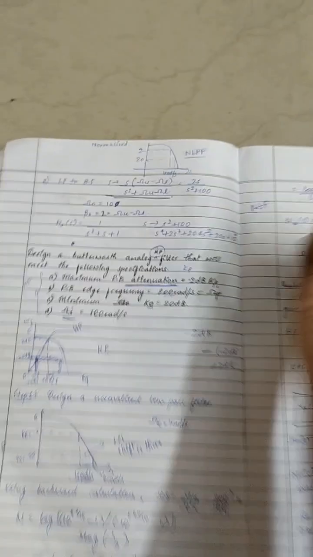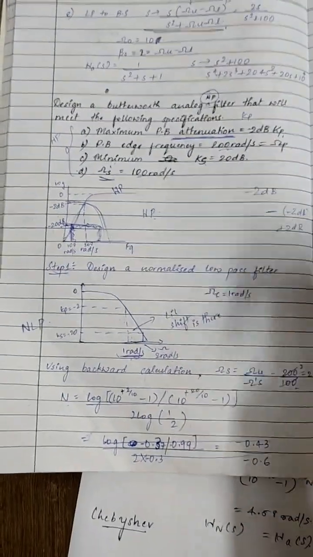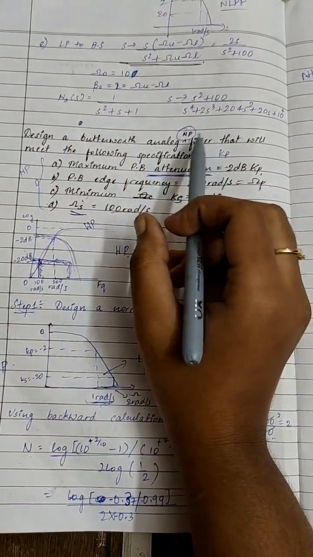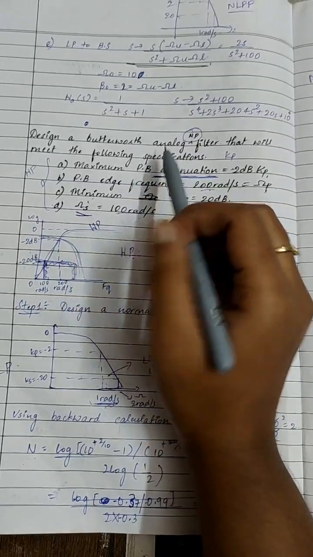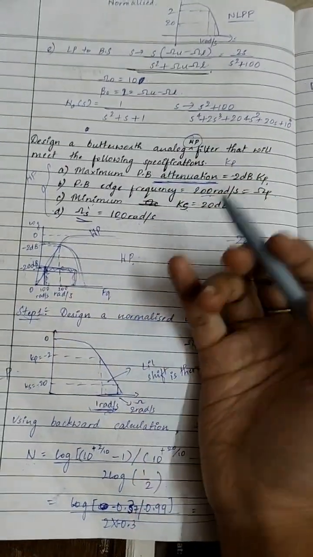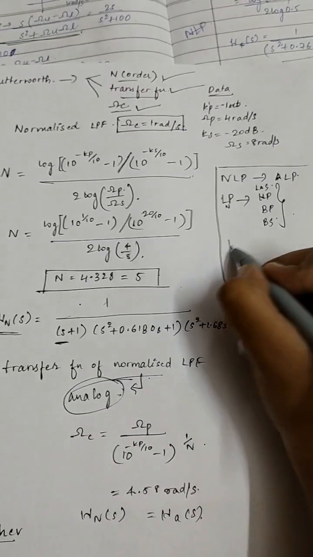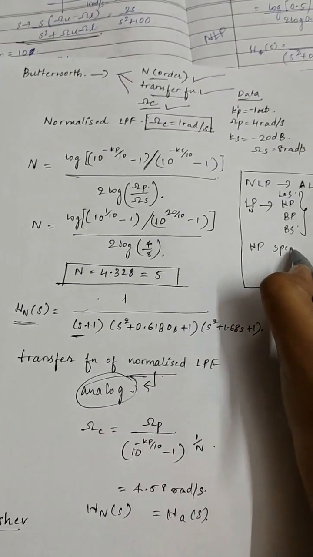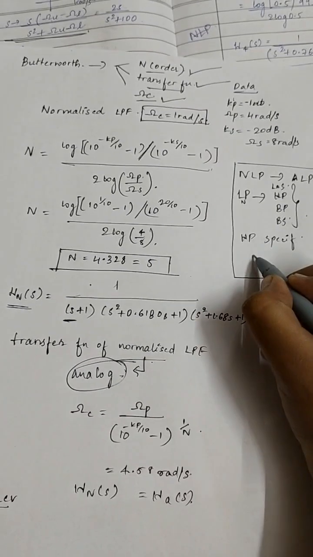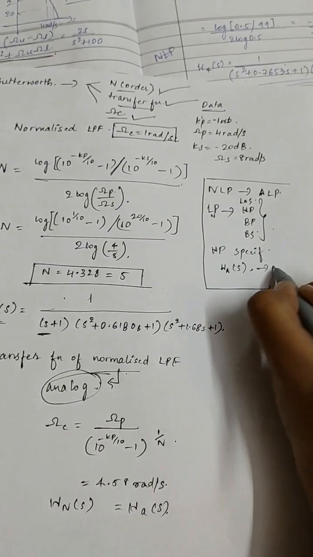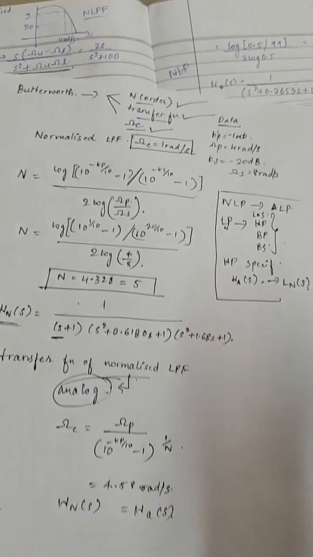This is one more type of question. And next type of numerical in Butterworth will be, they will give you high pass filter specifications. According to the specifications, you have to design a high pass filter using low pass filter. Basically, the third type is high pass filter specifications will be given. You have to find analog high pass filter using normalized low pass filter.